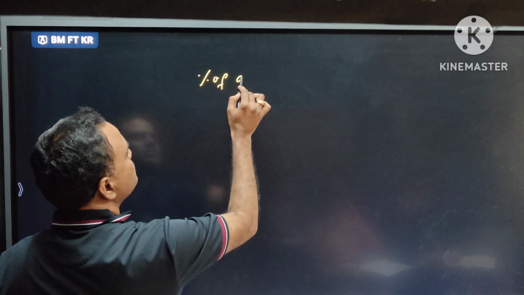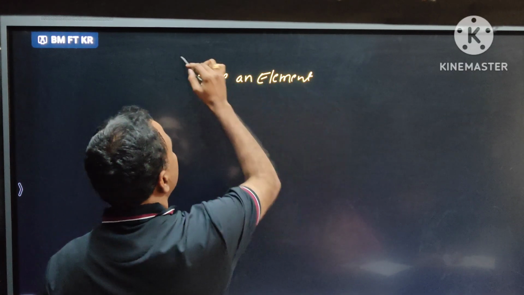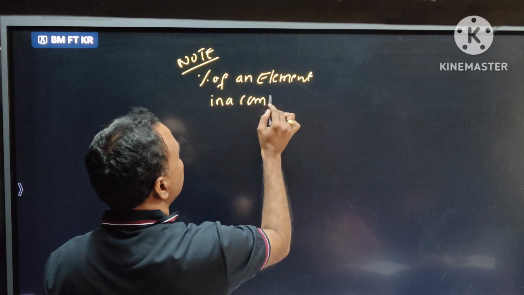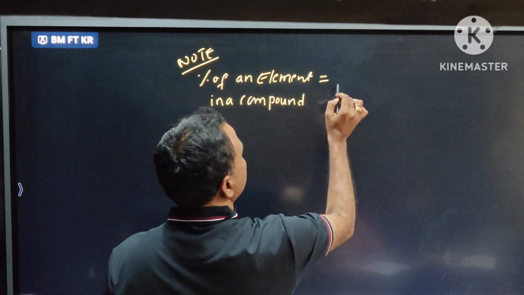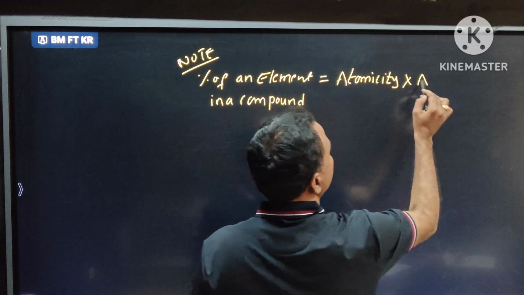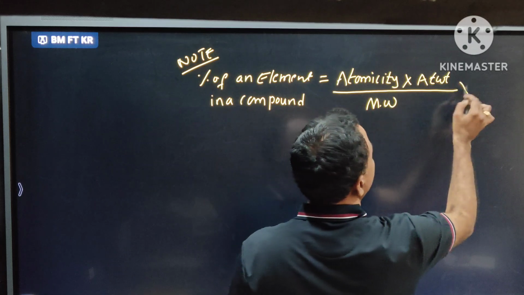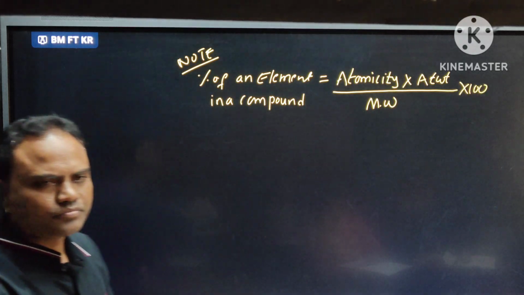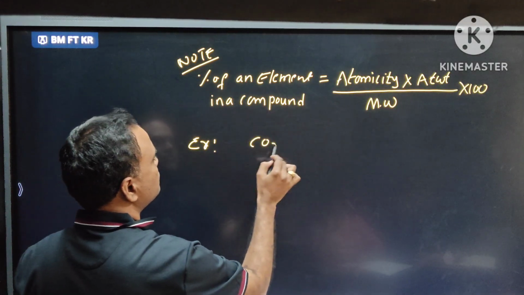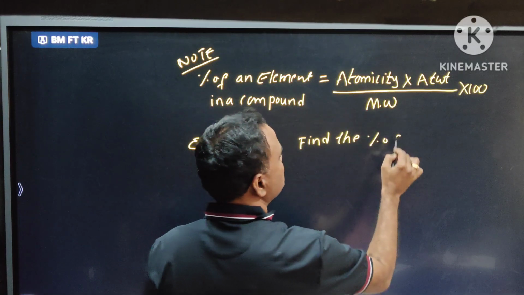Percentage of an element in a compound. You can write this under notes. The important formula: percentage of an element in a compound is equal to atomicity of that element into atomic weight, by molecular weight, into 100. For example, CO2. Find the percentage of oxygen.